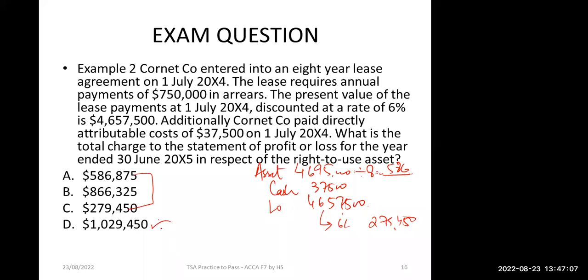the right answer is B. Option A is about the depreciation, option C is about the finance cost, but the total charge in the income statement will be 866,325. Is it clear?